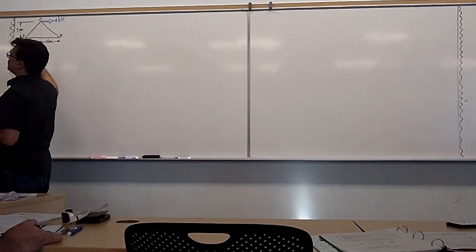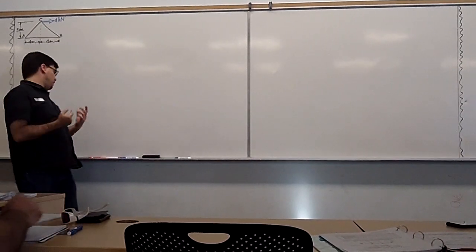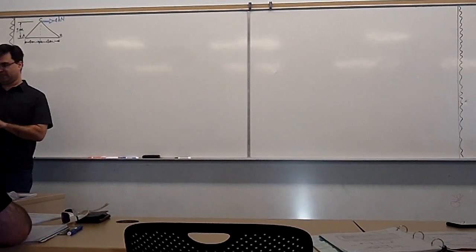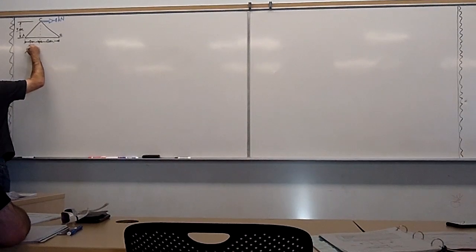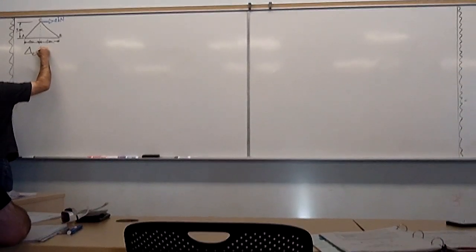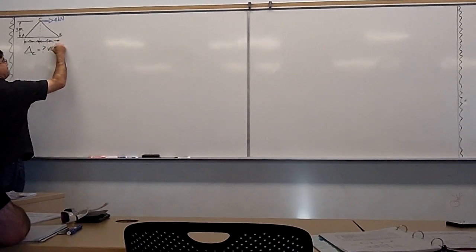The question here, this is our example number 2. Can you remind me what this question is asking of us, please? Determine the vertical deflection at joint C. The deflection at C? Yep. And it's the vertical one, right? Yes.